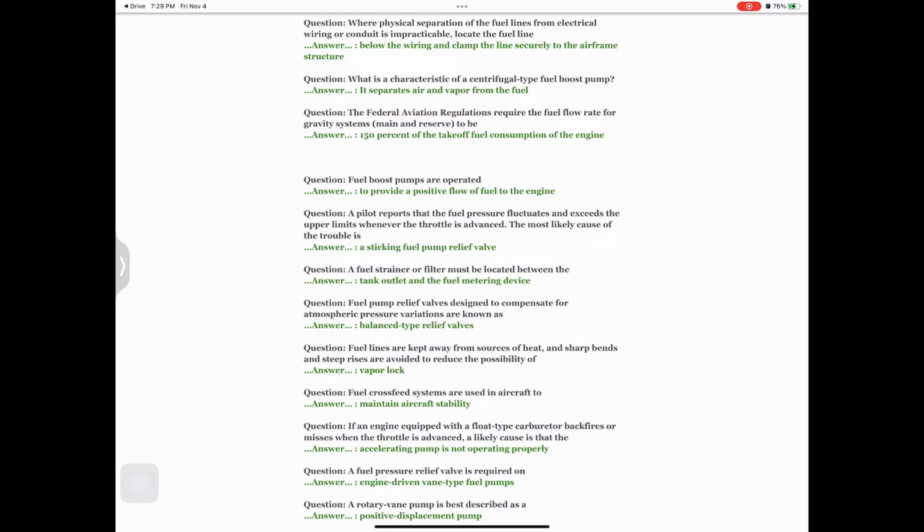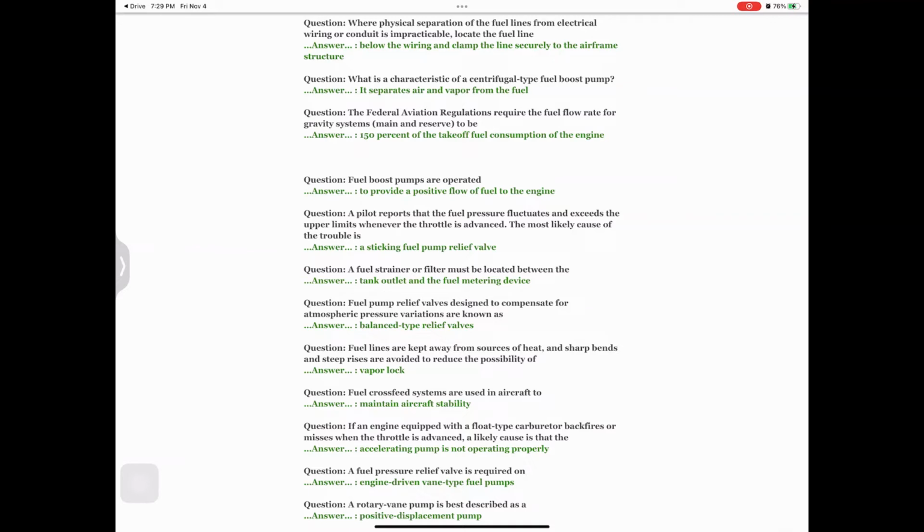Question. The Federal Aviation Regulations require the fuel flow rate for gravity systems, main and reserve, to be, answer. 150% of the takeoff fuel consumption of the engine. Question. Fuel boost pumps are operated answer, to provide a positive flow of fuel to the engine. Question. A pilot reports that the fuel pressure fluctuates and exceeds the upper limits whenever the throttle is advanced. The most likely cause of the trouble is, answer, a sticking fuel pump relief valve. Question. A fuel strainer or filter must be located between the answer, tank outlet and the fuel metering device.